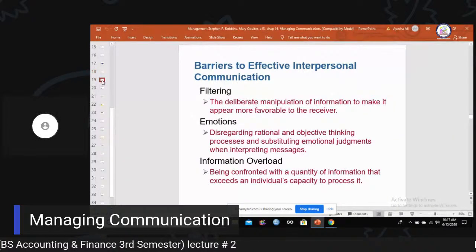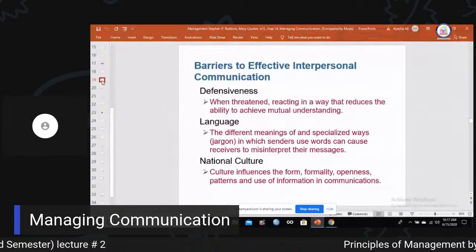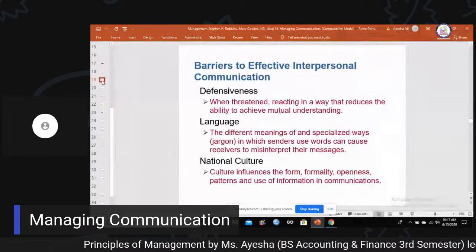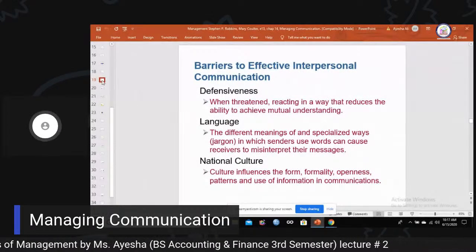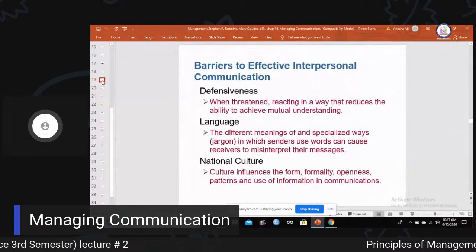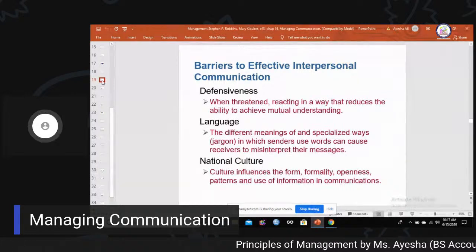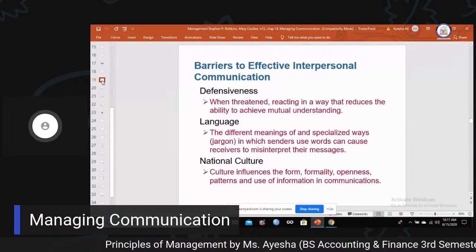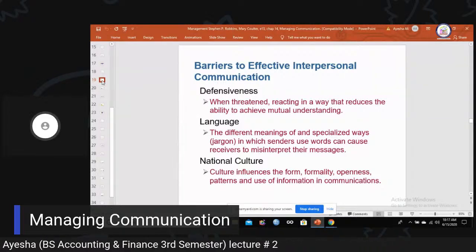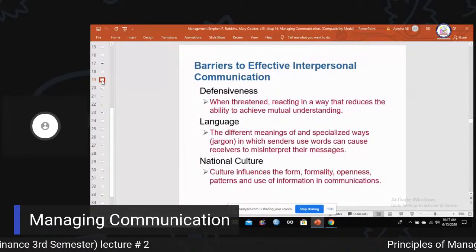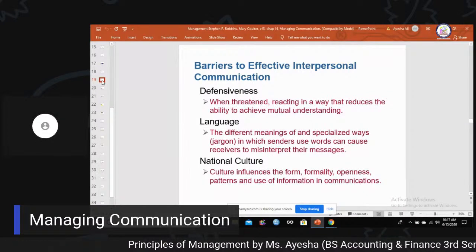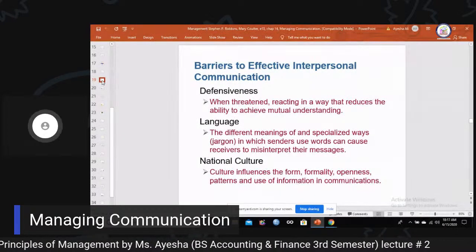Then we have defensiveness. If an individual feels threatened, he or she behaves defensively. For example, during an interview, if someone asks about caste, religion, or some political questions, the interviewee will be uncomfortable and behave defensively.